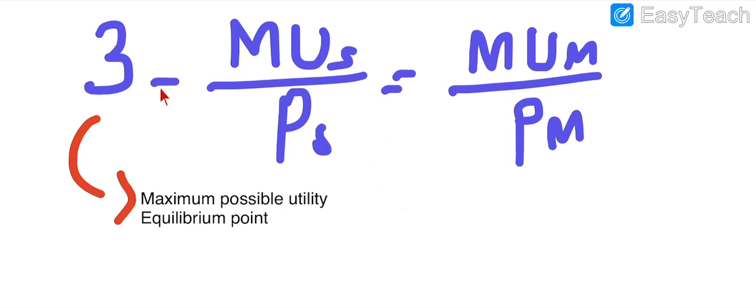Finally, the third case is when both commodities have equal utility, that is, when marginal utility of sugar equals marginal utility of milk. If you check, this equilibrium shows maximum possible utility. Remember these two things: this is also called the equilibrium point, or the maximum possible utility.